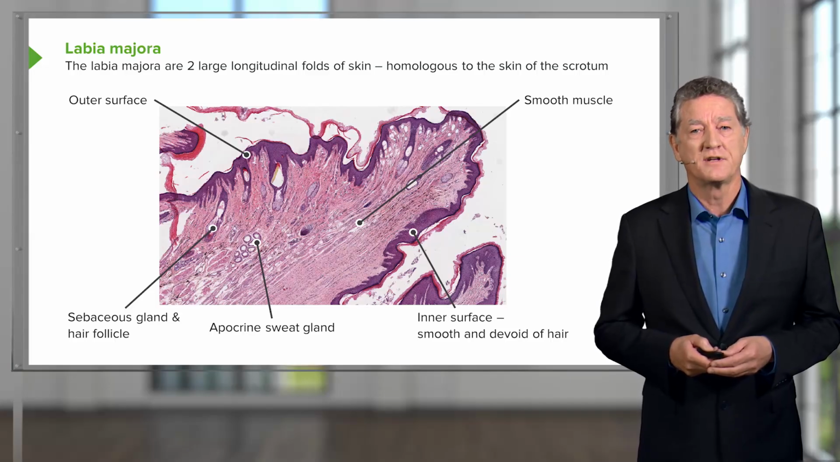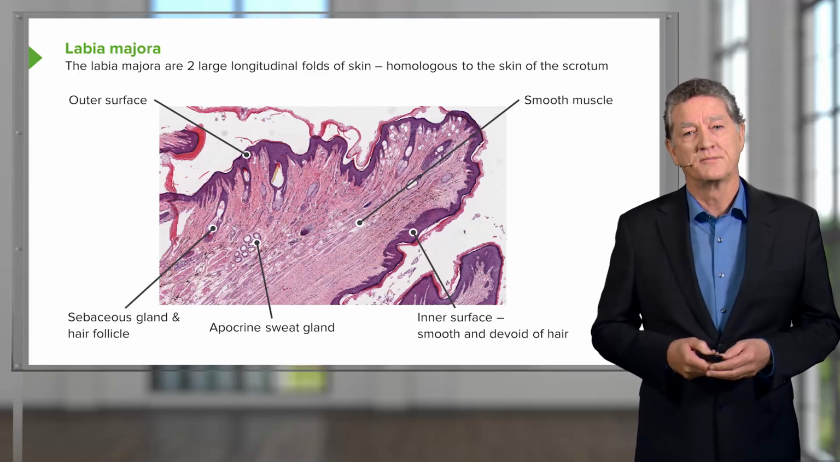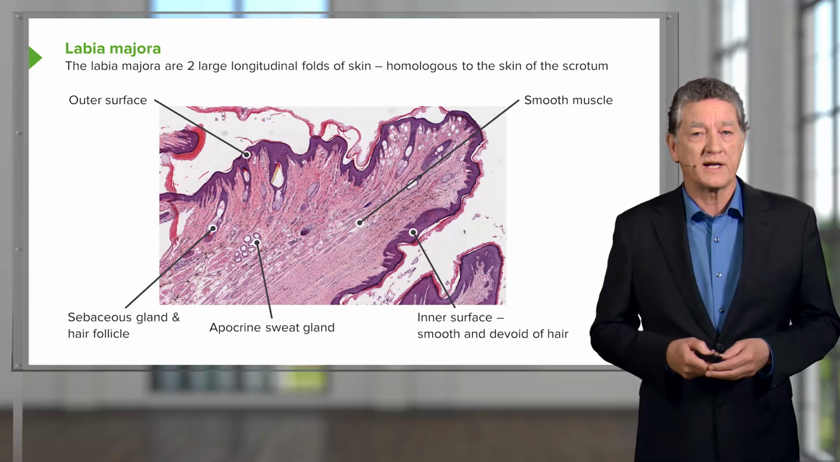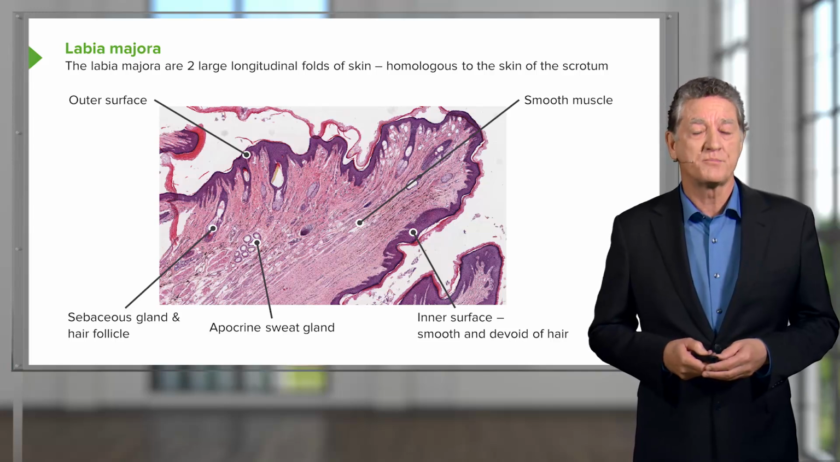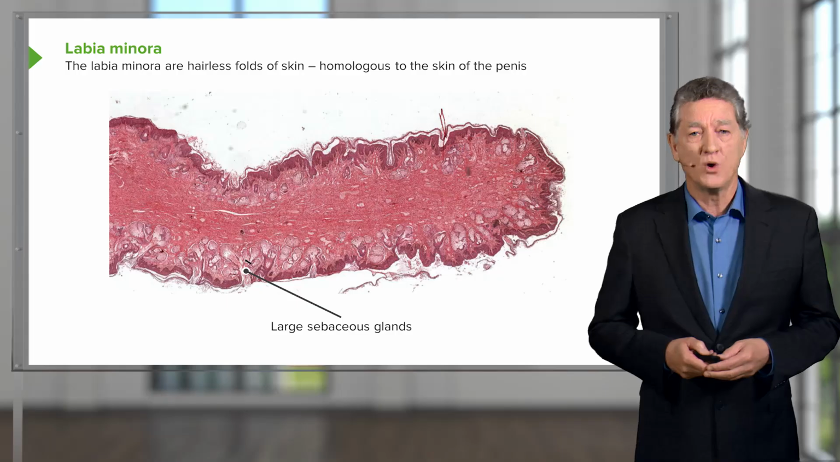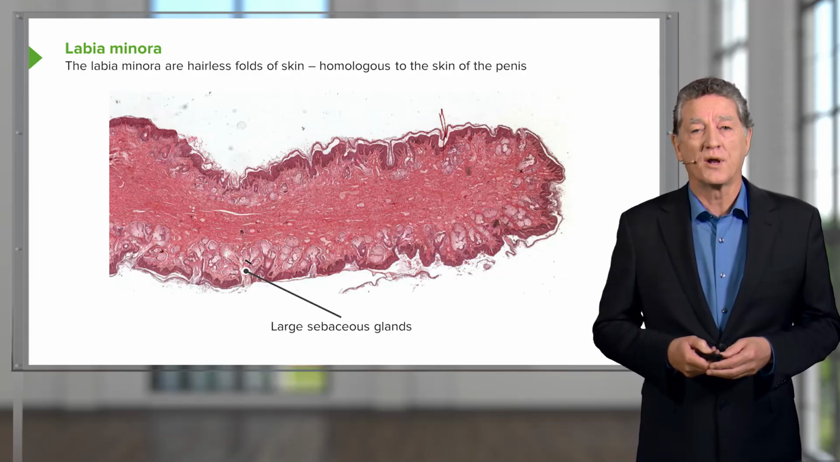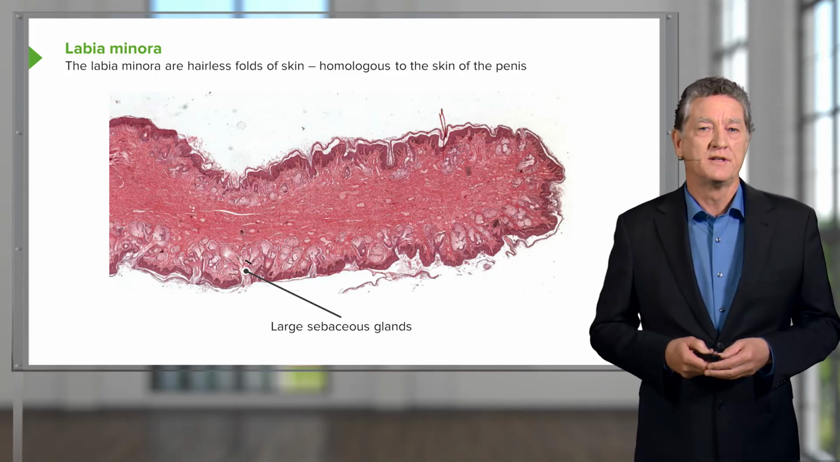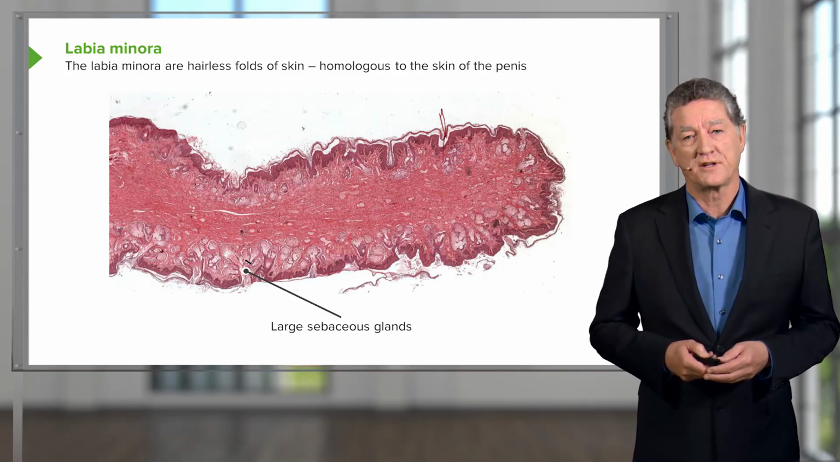The hair on the surface, like the scrotum, is pubic hair. And there are also sweat glands and sebaceous glands on both surfaces. The labia minora are also two folds. They are homologous to the skin of the penis. They're non-hairy, there's no hair on their surfaces, but they too contain sweat glands and sebaceous glands.